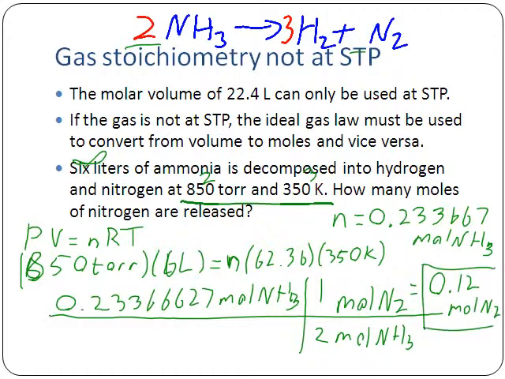So you can sort of see what we do in this case of a gas that's not at STP. Basically just take it, set it up, write out the equation, and then once we've done that, we want to find the number of moles by using PV equals nRT, the ideal gas law, because we can't do the 22.4 thing because it's not at STP.